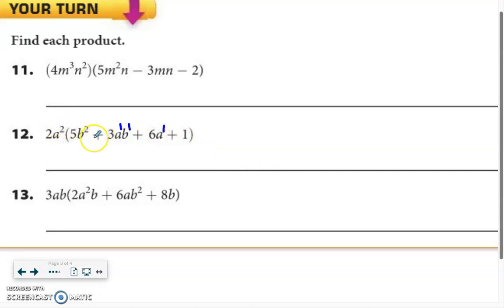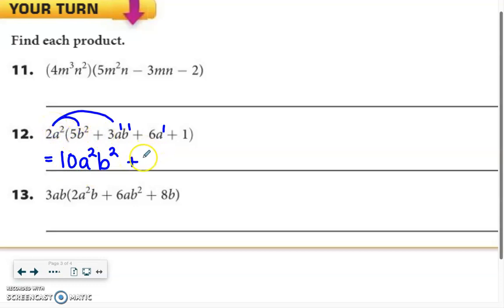And so this is a distributing problem because we're going to have to multiply this outside term by every term on the inside. So this one would be 2a squared times 5b squared. Well, 2 times 5 is 10. A squared doesn't have anything to combine with, so you would just leave it as a squared. And then b squared doesn't have anything to combine with. So that would be 10a squared b squared.